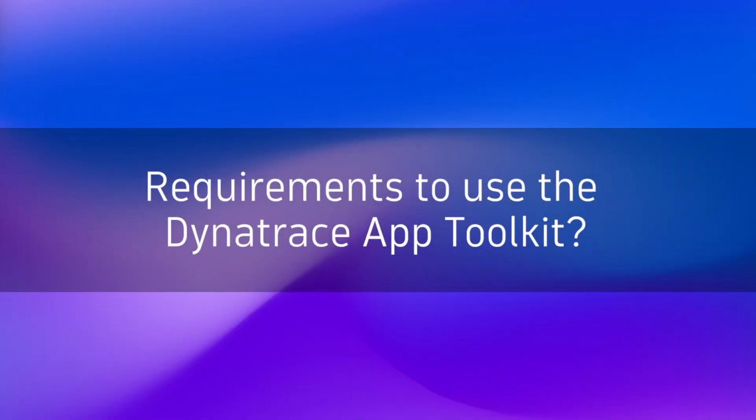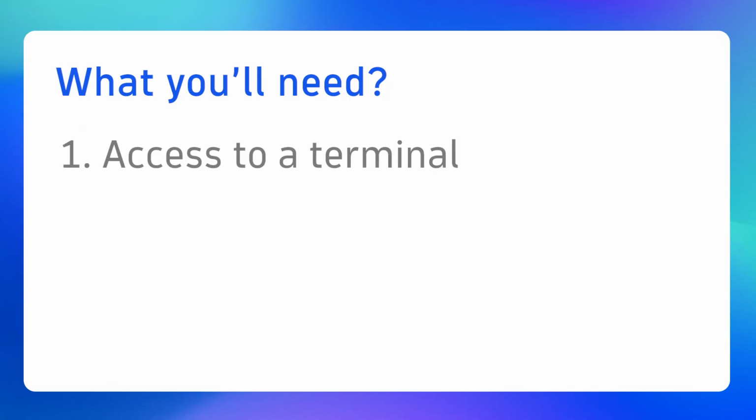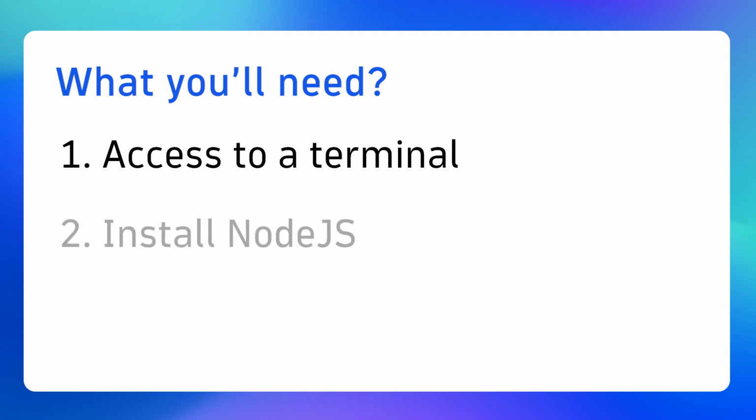So there are a few requirements that we have in order for you to be able to use the Dynatrace App Toolkit. One of those is that you need access to a terminal. So this could be the terminal of your choice, such as CMD, it could be Linux, or like me, it could be the Mac OS terminal. Secondly, you're going to need Node.js installed on your machine.